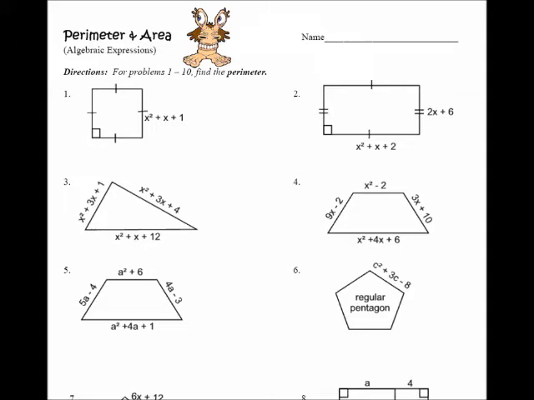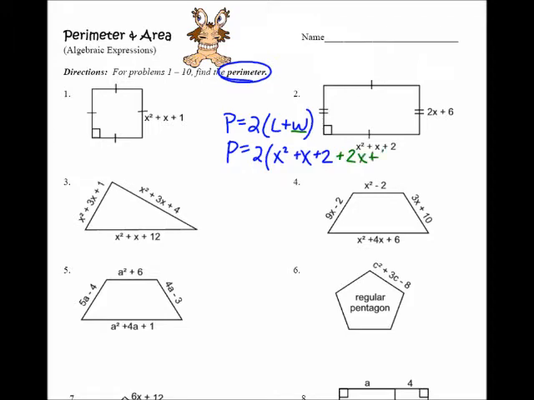So for number 2, this is strictly perimeter. And I would want you to, again, use your formula. So you either have to say sum of all sides, or twice length plus width here. Okay, and these answers are going to be algebraic expressions. You are not going to get a number. You're going to get an algebraic expression here. So my length is x squared plus x plus 2. And my width then is going to be 2x plus 6.